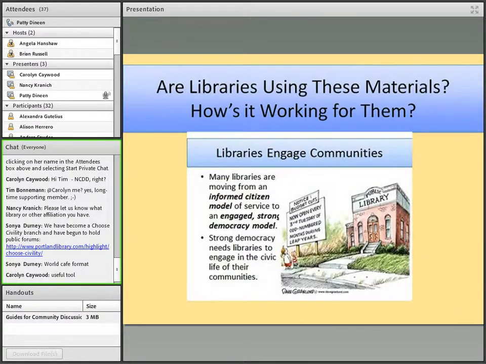So are libraries using these materials? And some of you have already said you are. I could see that. And how's it working out for them? So the person that's best able to talk about that, and the two presenters coming up, have a lot of experience with this. So next, Carolyn Kaywood is a member of the ALA Center for Civic Life Advisory Committee in Virginia Beach, and she has worked on framing issues, writing issue guides, and moderating forums. So I will now turn it over to Carolyn.